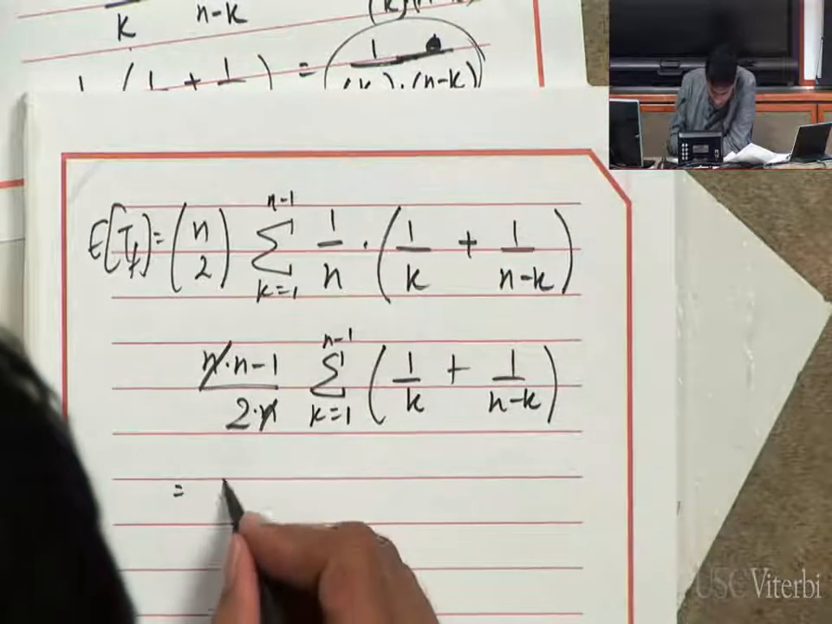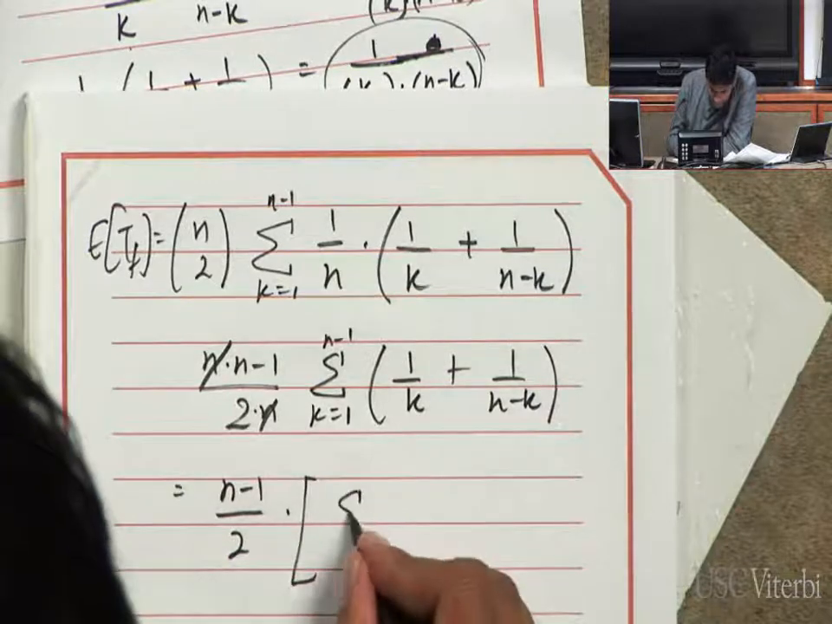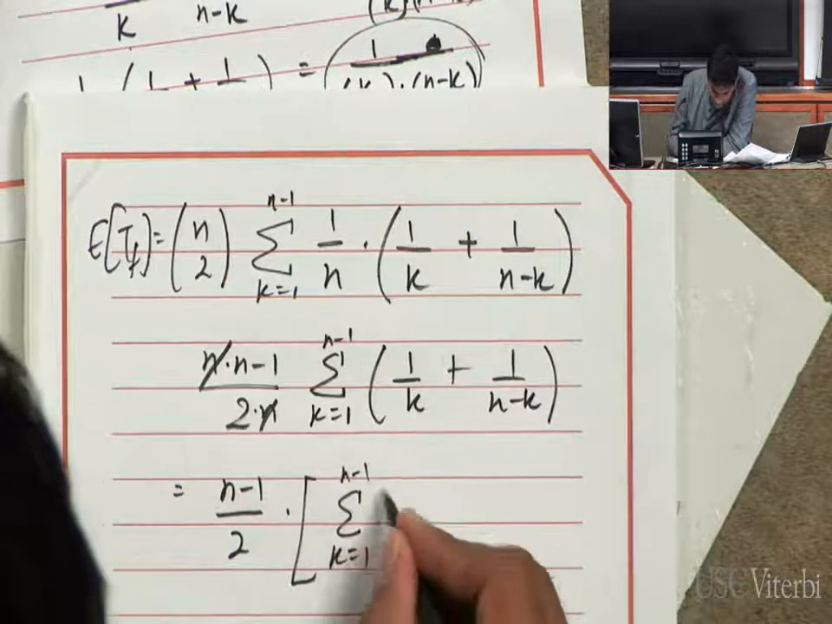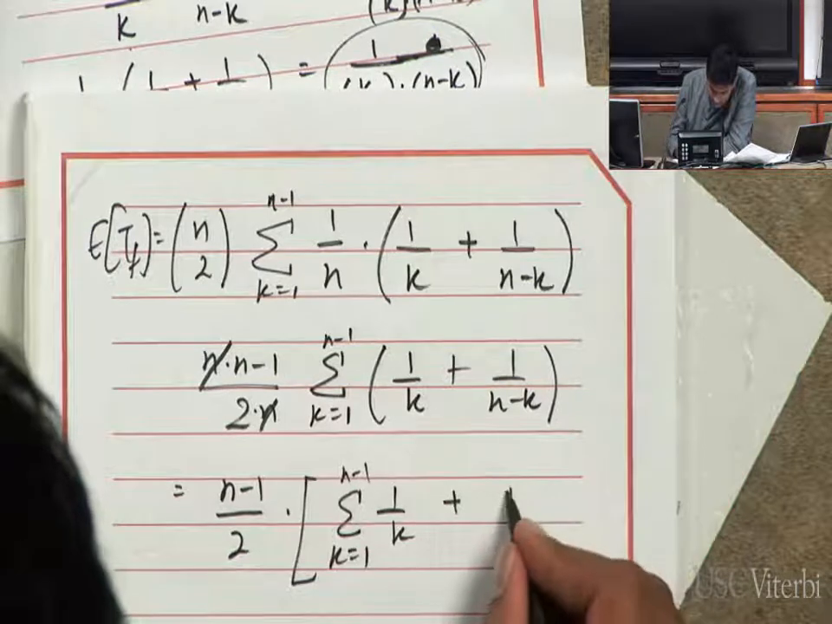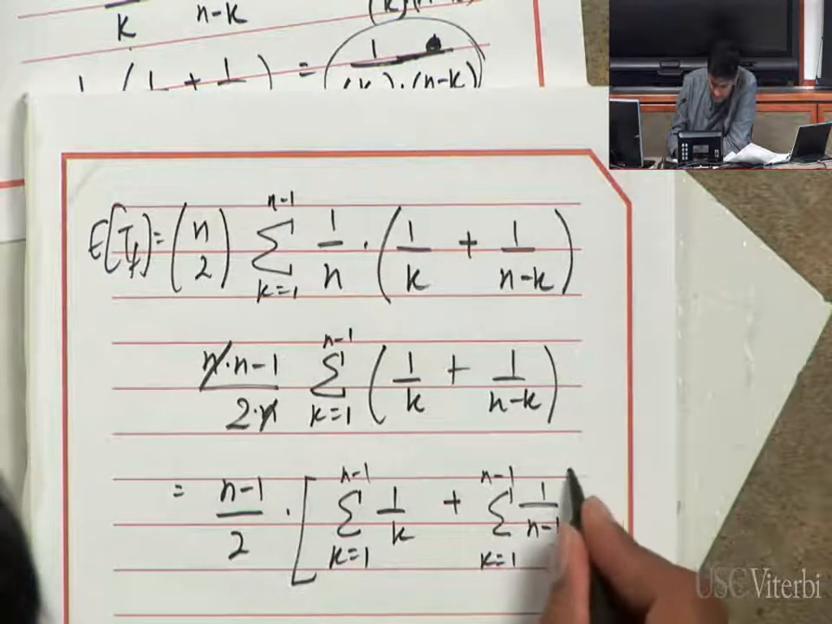And we can rewrite this as n minus 1 over 2 times the summation of k goes from 1 to n minus 1 of 1 over k plus k goes from 1 to n minus 1 of 1 over n minus k.